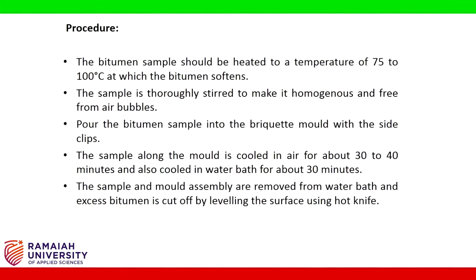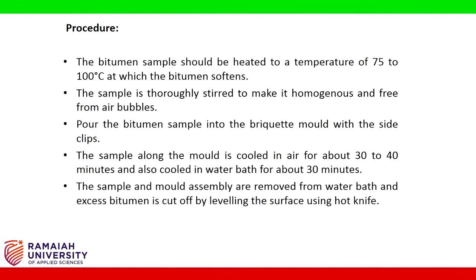Procedure: the bitumen sample should be heated to a temperature of 75 to 100 degrees Celsius, at which the bitumen softens. The sample is thoroughly stirred to make it homogeneous and free from air bubbles. Pour the bitumen sample into the briquette mold with the side clips. The sample along with the mold is cooled in air for about 30 to 40 minutes and also cooled in a water bath for about 30 minutes.